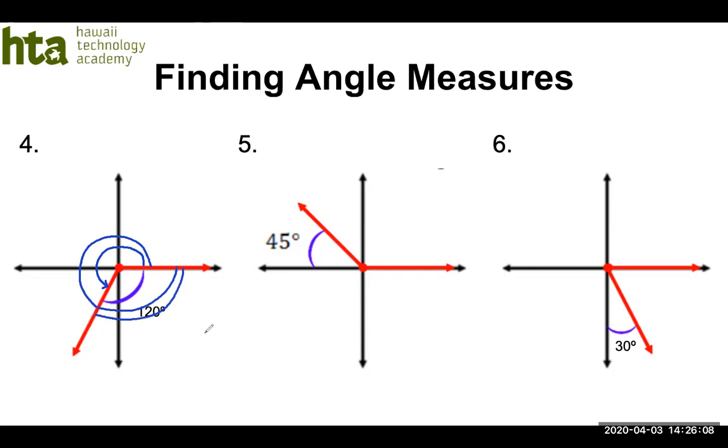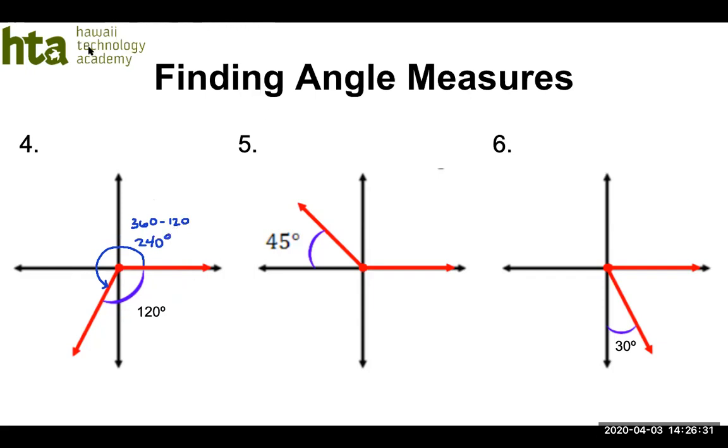So we're going to take 360 and subtract that 120 that we're given. So we're going to go 360 minus 120 to get the positive value. And that gives us 240 degrees. So a possible answer could be positive 240 degrees.